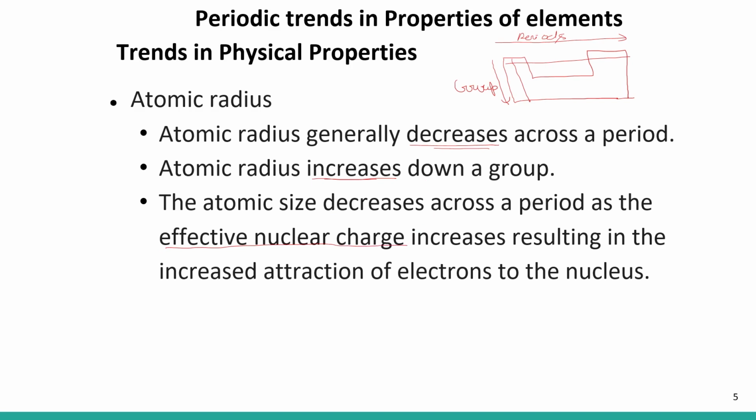So if you're moving across a period, we're considering a period like carbon, then nitrogen, then oxygen. These are the elements of the same period. Suppose A is the atomic radii of carbon, B is for nitrogen, C is for oxygen. So A will be the greatest one, then B, then C. What is the reason for this trend? First, we have to understand what is effective nuclear charge.